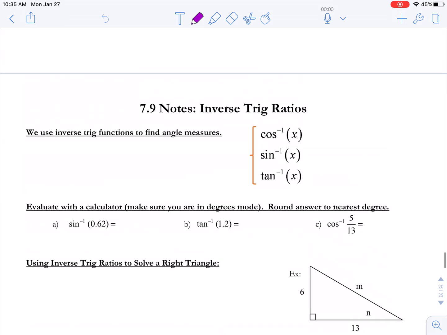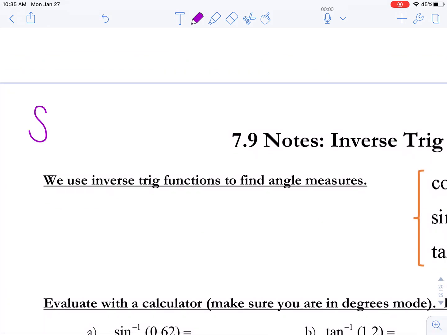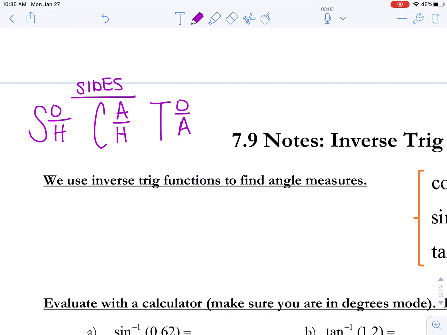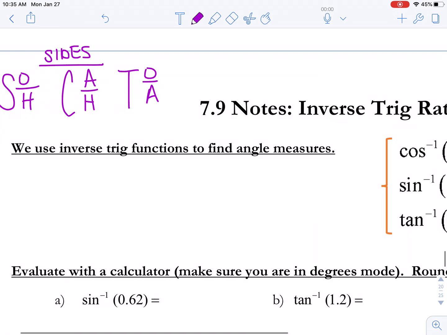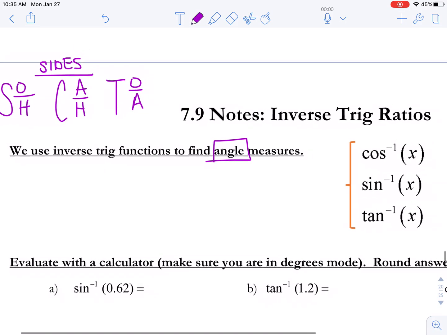So yesterday we talked about SOHCAHTOA, that the sine of an angle is equal to the opposite over the hypotenuse, the cosine is equal to the adjacent over the hypotenuse, and the tangent is equal to the opposite over adjacent. So using SOHCAHTOA is going to help us solve for the sides of a right triangle. Today we're going to talk about how to find angle measures within a right triangle. And we're going to utilize SOHCAHTOA but in a different way.